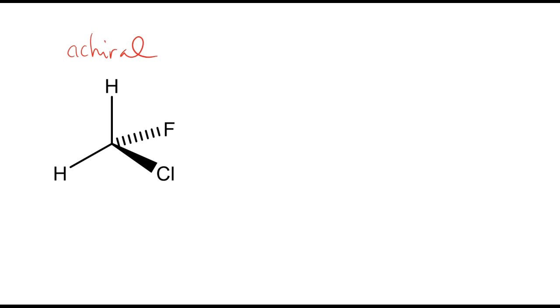Let's look at an example. This carbon center is bonded to 2 hydrogens, a chlorine, and a fluorine. Even though it's similar to the last example, we can see that this carbon has only 3 different substituents, with 2 identical hydrogen groups. These simple changes mean that the carbon is no longer chiral, and when we look at the mirror image, it is superimposable on this molecule.